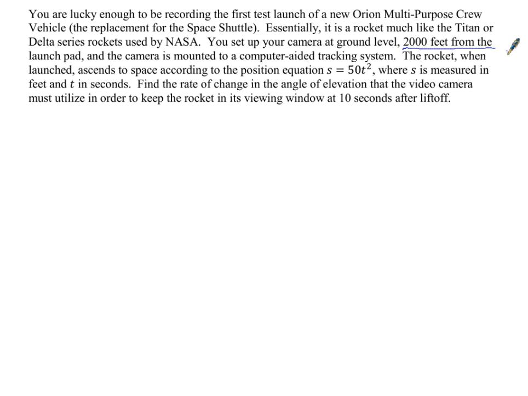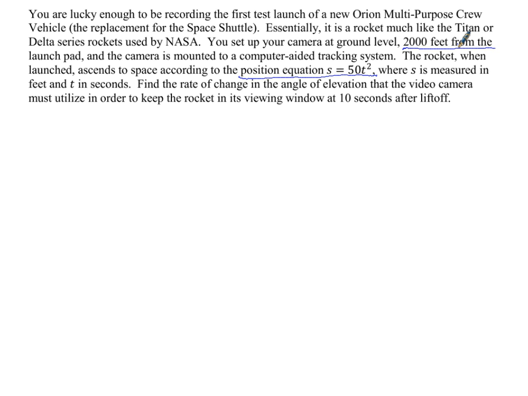Okay, so it's sort of like a computer program is being written here. It knows how fast the rocket is going to be going. So then the computer program allows it to adjust. The rocket, when launched, ascends to space according to the position equation, S equals 50t squared. And then it says S is measured in feet and t in seconds. So now we have the units for this problem, feet and seconds. We are in feet here as well, so that's good.